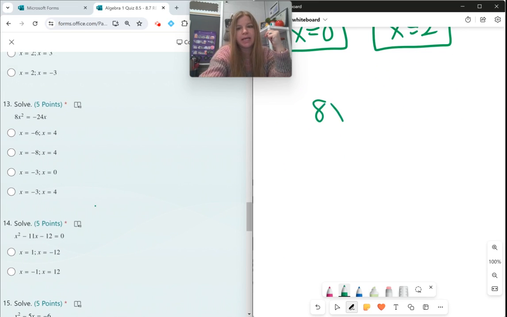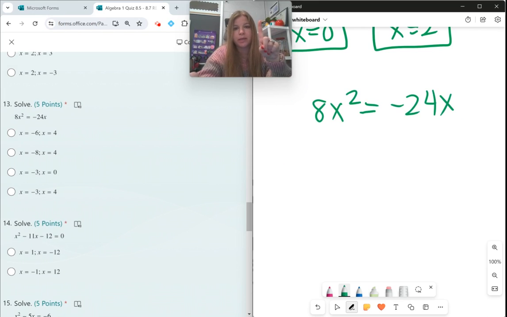So this one says 8x squared equals negative 24x. Now, step 1, set the equation equal to 0. This is not equal to 0, so I have to do that. What I want to do also is make sure that my polynomial is in standard form, and I have a nice positive leading coefficient. So I have to strategize here.